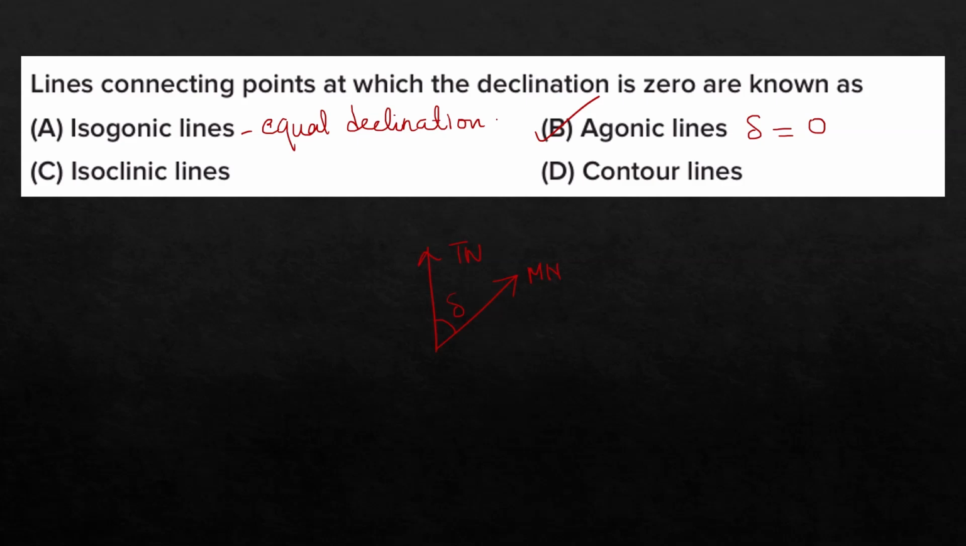Next is isoclinic lines. Isoclinic lines connect points with equal dip, and dip is the angle between Earth's magnetic field and the horizontal plane. Next is contour lines. Contour lines are used in topographic maps and represent points of equal elevation above a datum, such as mean sea level. So our answer is option B.